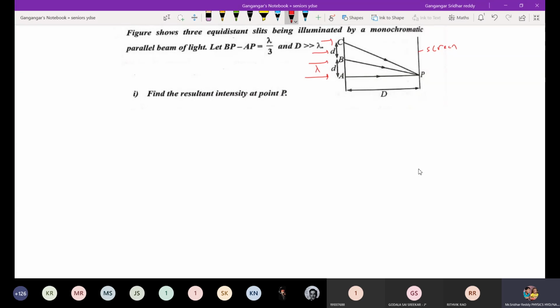There's one slit, the other slit: slit A, B, C. Small basic mathematics, I think. The mathematics we had in YDSE, the similar mathematics you can bring here.